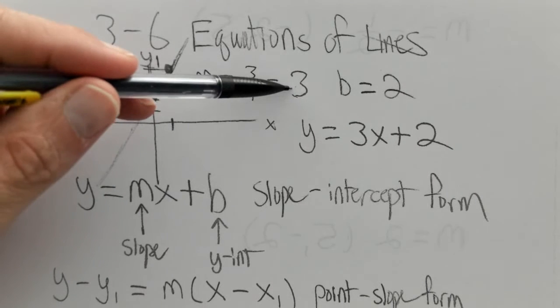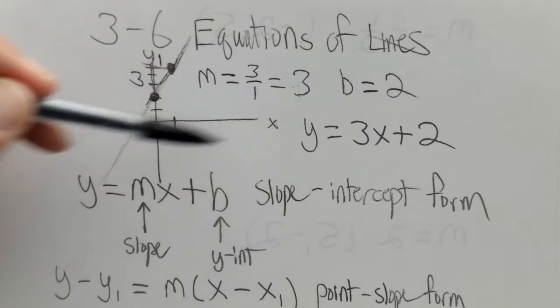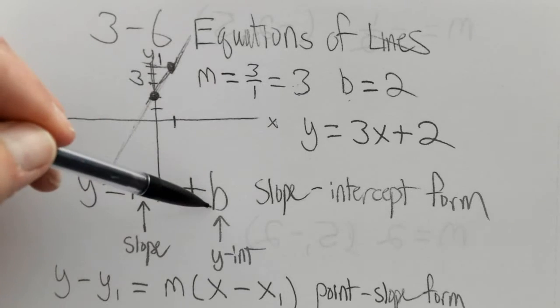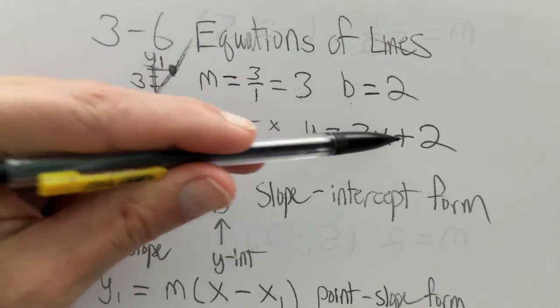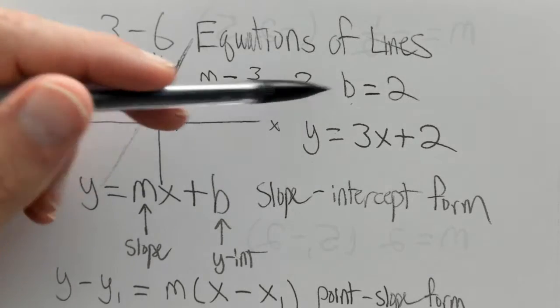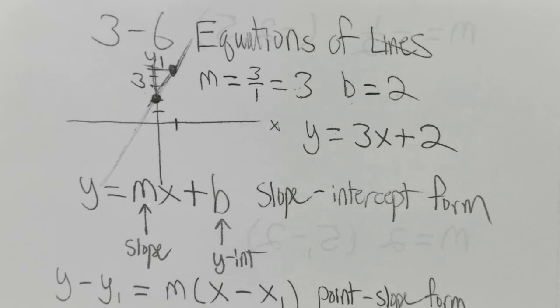Once you have the slope and the y-intercept, you can write the equation of the line. The slope goes in for m, the y-intercept goes in for b, and so in this case, the equation of this line would be y equals 3x plus 2. If you can get the slope and the y-intercept, those are the two things you need to write the equation of the line.